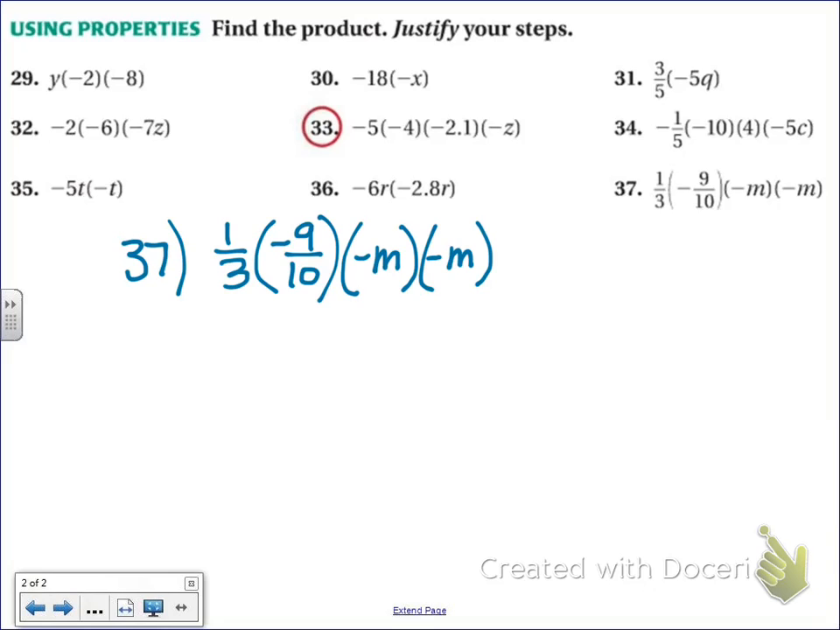So, looking at this fraction, I'm looking diagonally at 3 and negative 9. I can, in fact, cross-reduce 3 and 9. 3 goes into 9 3 times. So that's why I write a little 3 up there.